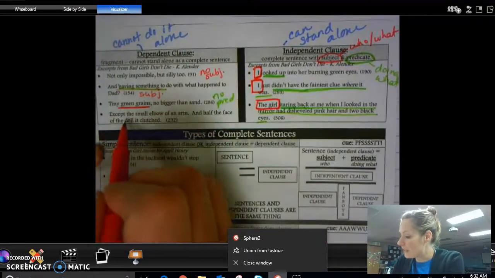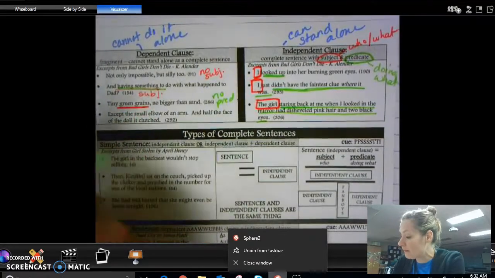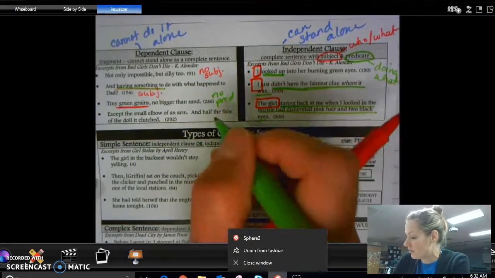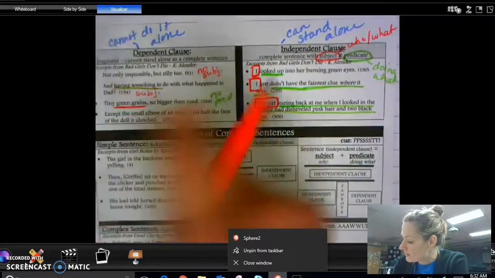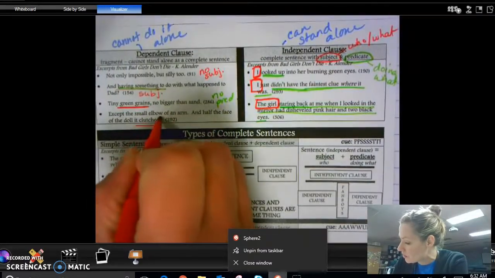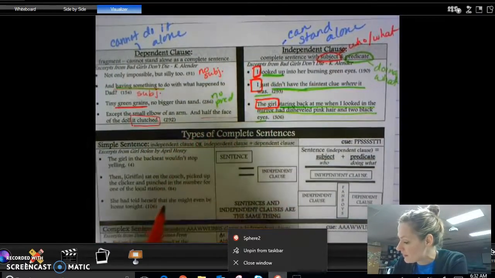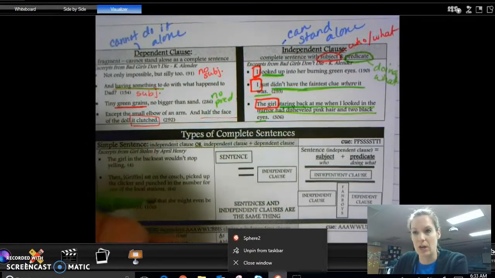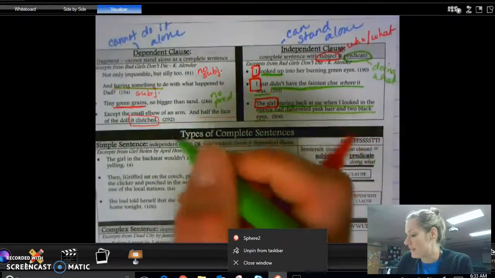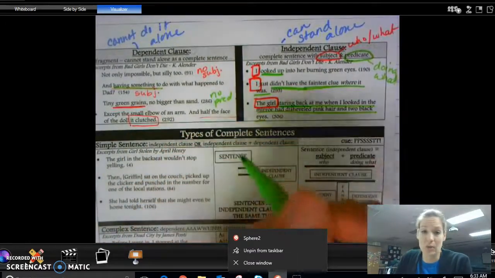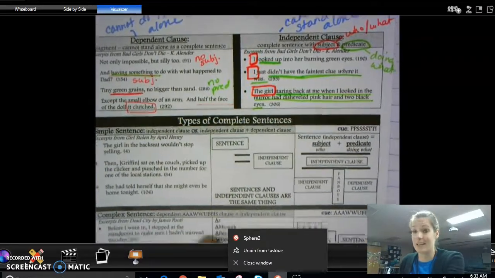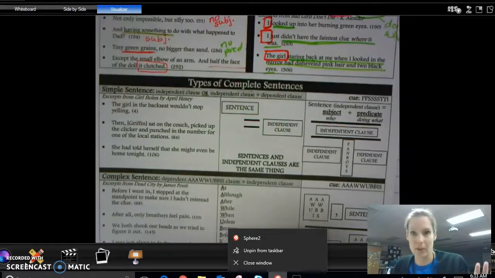Okay, and then here, except the small elbow of an arm. And half the face of the doll it clutched. Well, I feel like here we have a subject. Well, it has it clutched, but this isn't a complete sentence. I don't really know. Except the small elbow of an arm. Maybe it is the subject because it's a small elbow of an arm. We don't know what the small elbow of the arm is doing, but we have except in front of there, so maybe there's some kind of technicality that I don't know. Lo and behold, I don't know everything.